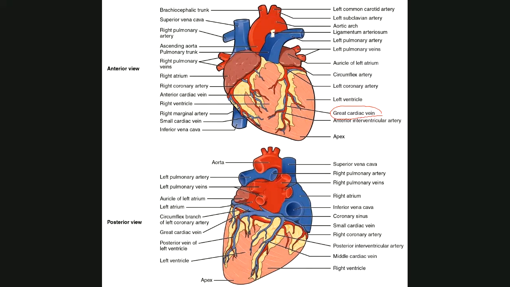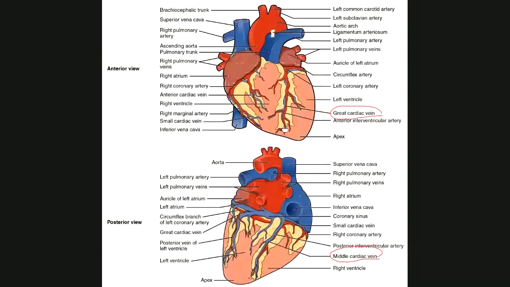The other ones are located in the back of our heart. One of them is located in the posterior interventricular sulcus, this blue vein. We call it the middle cardiac vein. So the middle cardiac vein is located in the posterior interventricular sulcus, and the great cardiac vein is located in the anterior interventricular sulcus. The other 2 are located in the coronary sulcus.